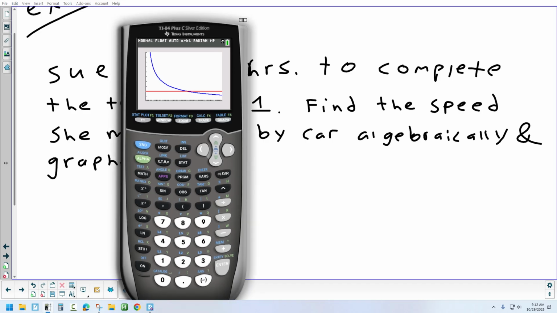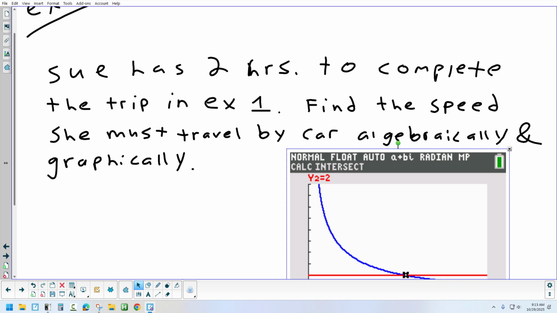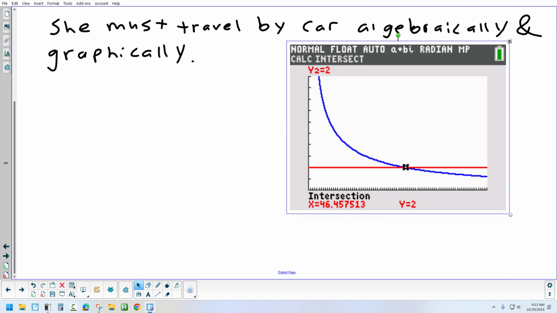Yeah, see where it intersects. So second calc, intersect. Second calc, option 5. Okay, so I found where they intersected. What did I just figure out? What is that telling me? Oh, Jane, what's that telling me?